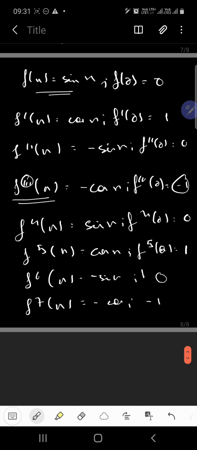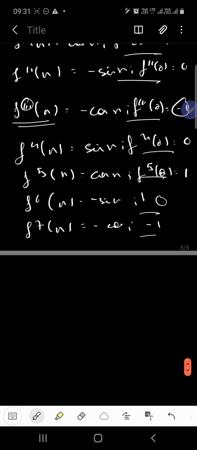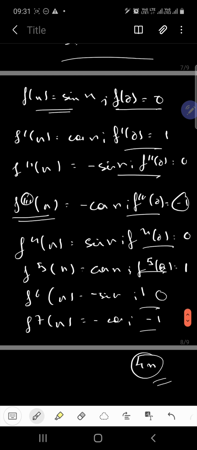So basically every fourth term you get is minus 1. This is the first term, second term, third term, fourth term, fifth term, sixth term, seventh term, and eighth term. So every fourth term you have your value as minus 1. Got it, guys? Every 4nth term is minus 1. And also we can see from here that every alternate term is 0.